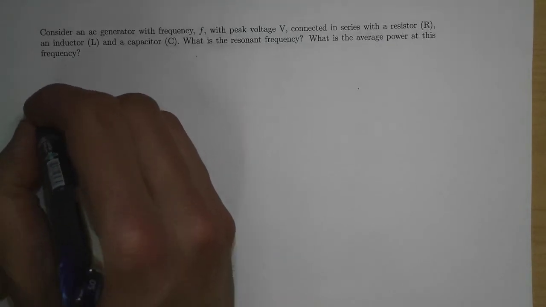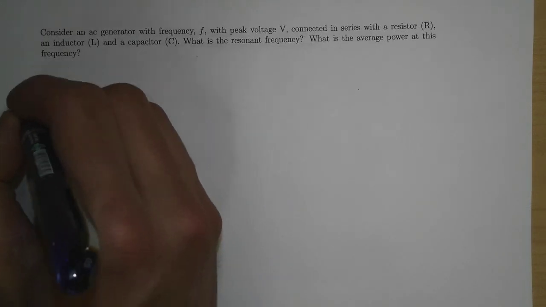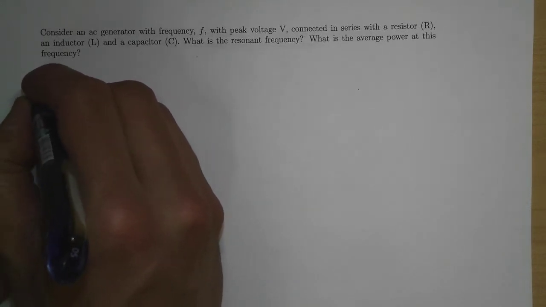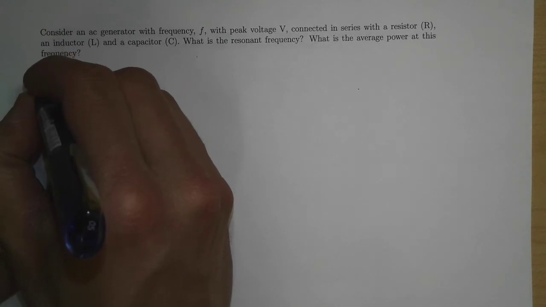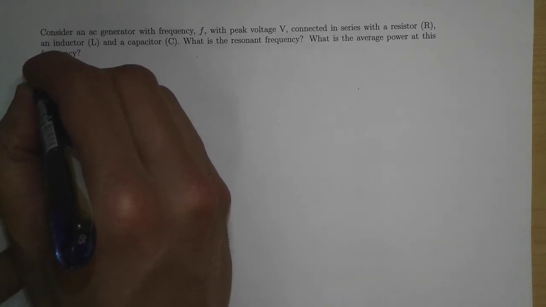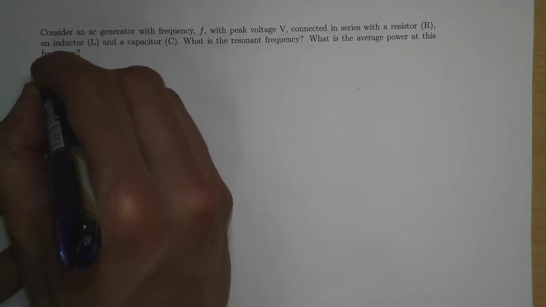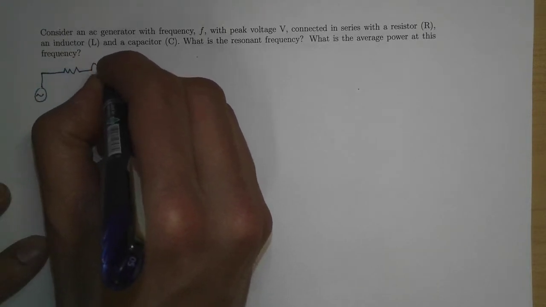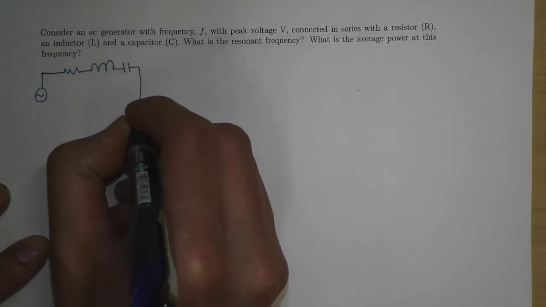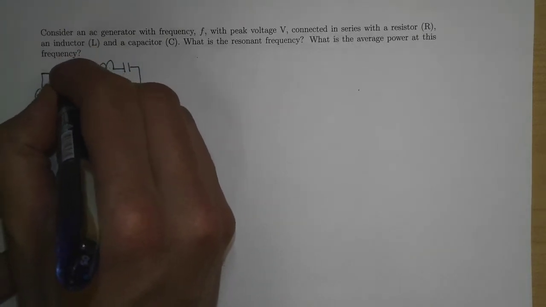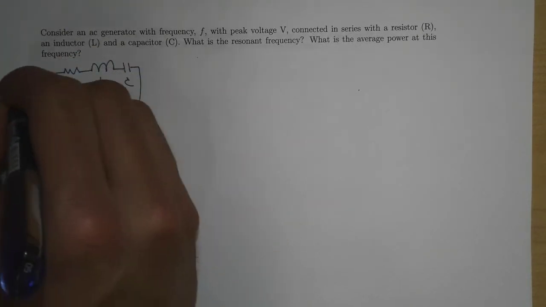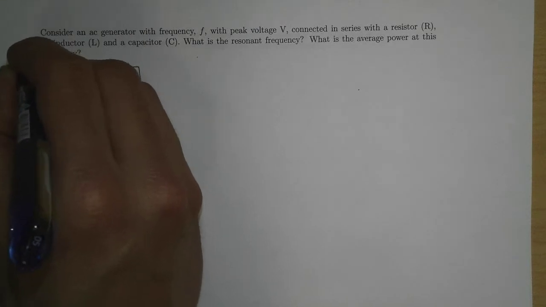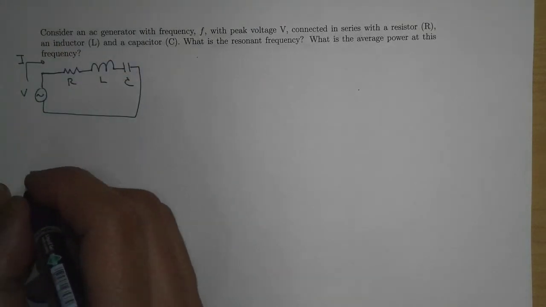Alright, so let's consider this problem very carefully. Let's draw the diagram first. It has some frequency F. It's going to be going across a resistor, then an inductor, then a capacitor. I'm going to join everything back. So this is R, some L, some C. This is some V. Let's imagine some current I pushing everything through.